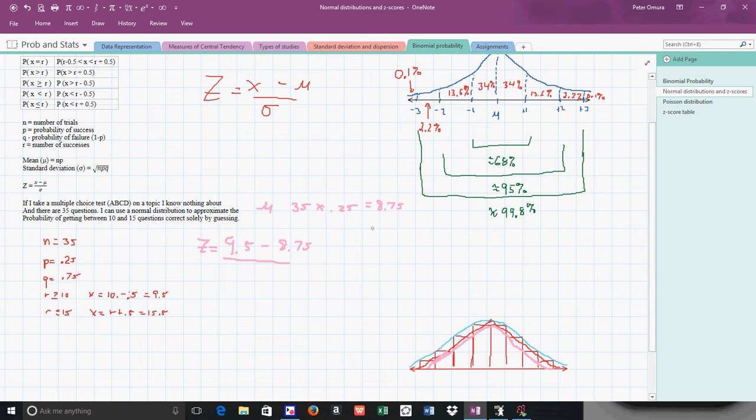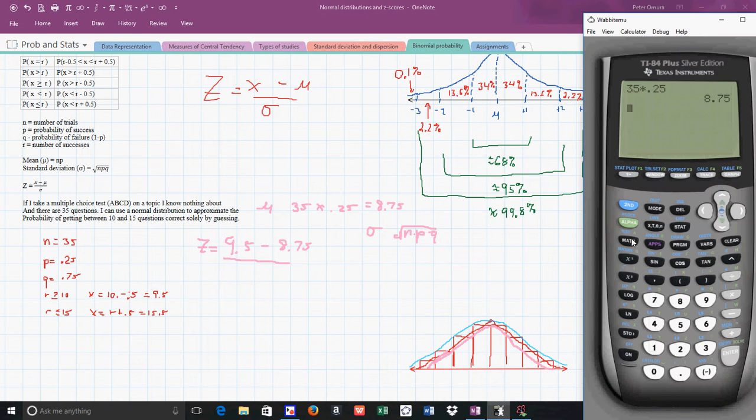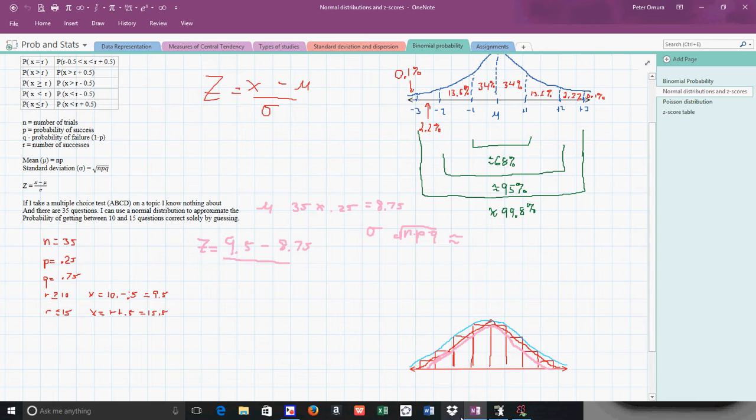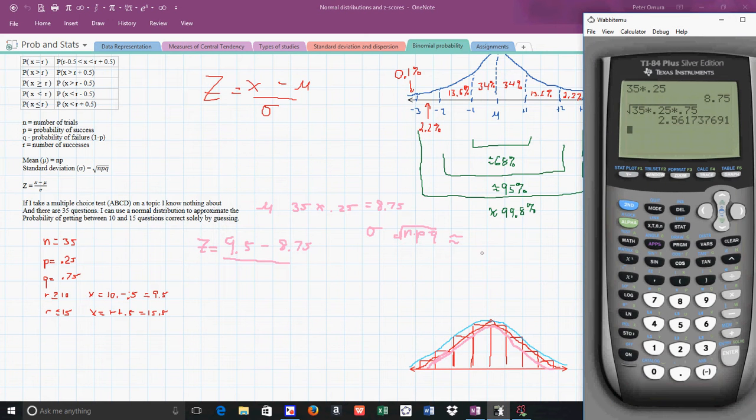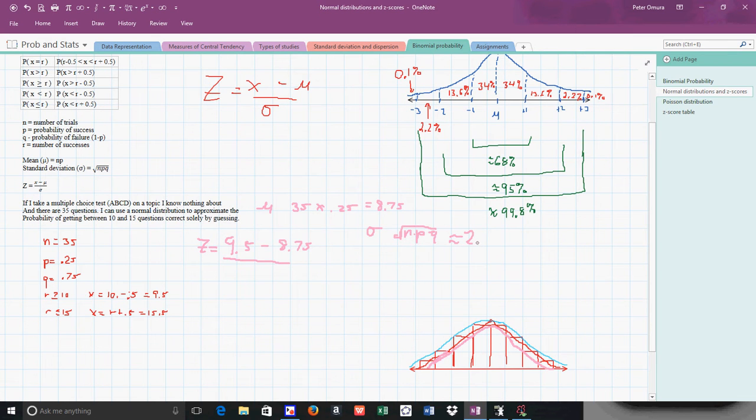And my standard deviation is going to be n times p times q, and I'm going to take the square root of that. So I'm going to say the square root of n times p times q. Now remember, since p is 1/4, q has to be 3/4. And that gives me 2.5617, about 2.5617.